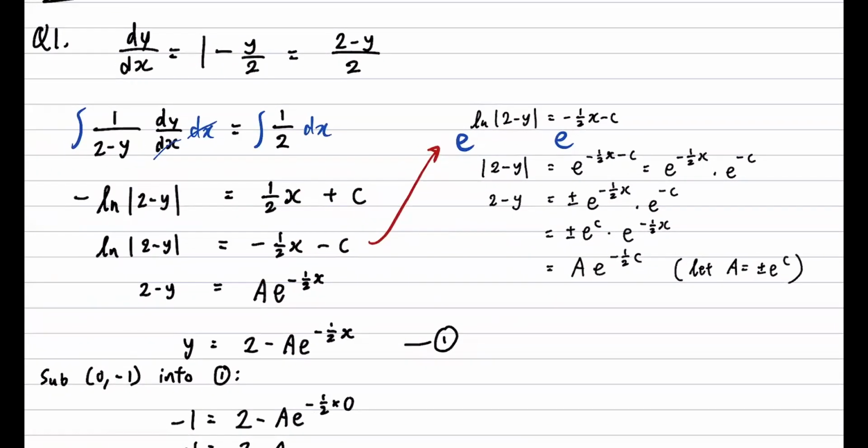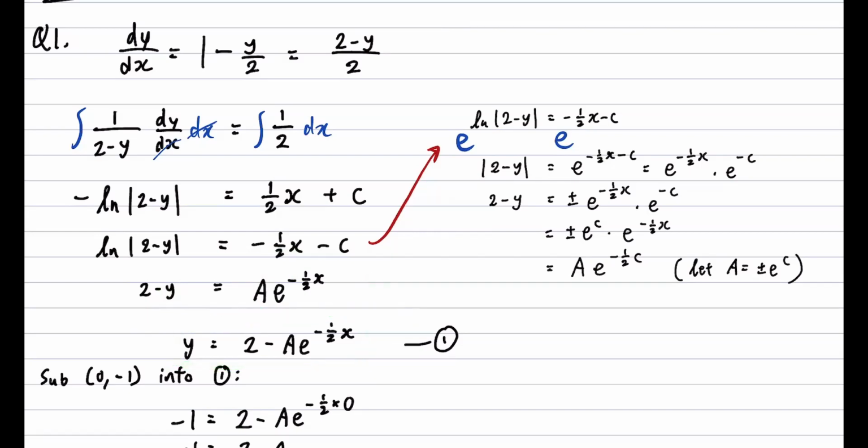2 minus y equals a e power -1/2 x. Then you want to solve for y. Minus y brought over becomes plus y. This one brought over becomes a minus. So y equals 2 minus a e to the negative half x. This part okay? Do you need more elaboration? Okay, good. Then that's your first equation.